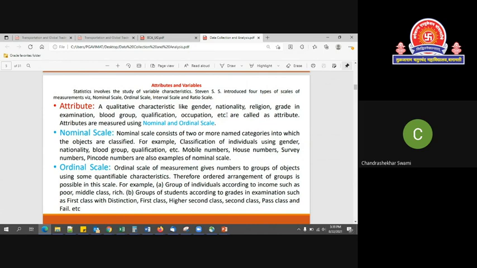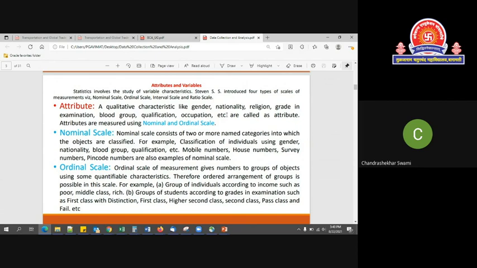So what is meant by nominal scale? A nominal scale consists of two or more named categories into which the objects are classified. For example, classification of individuals using their gender, nationality, blood group, qualification, occupation, mobile number, house number, pin code number, survey number, ward number, or voter ID number. So these are some nominal scaled attributes. Here we are just classifying the things, not on the basis of their order.